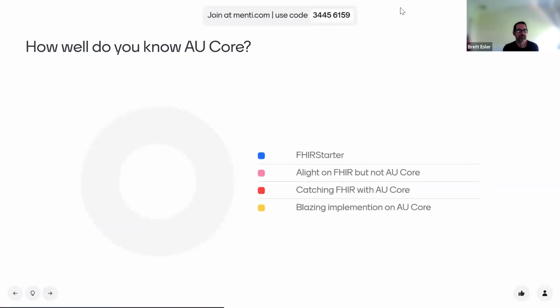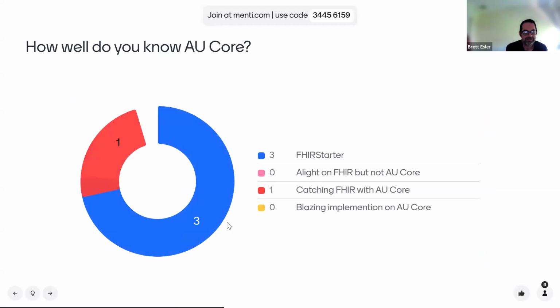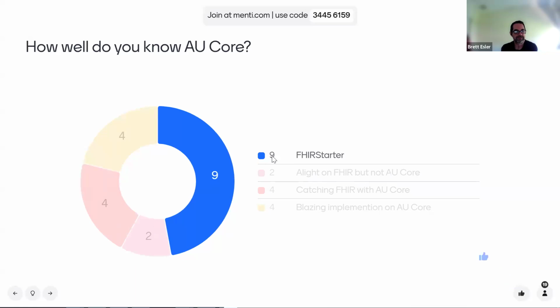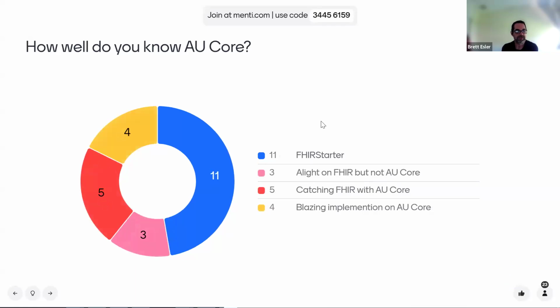Terrific. And just to get an idea of backgrounds, the question is how well do you know AU Core? Ranging from just getting started with FHIR, to good background with FHIR, or a bit beyond, really into AU Core. Okay, cool. A lot of people starting out. That's great. I think that covers most people. So it looks like we have a lot of people just getting started with FHIR, but a few in the other categories.